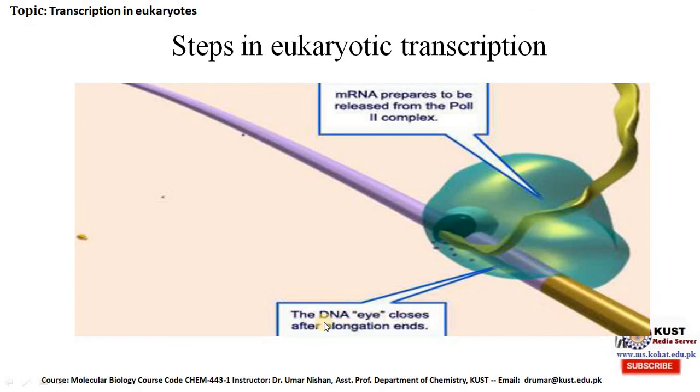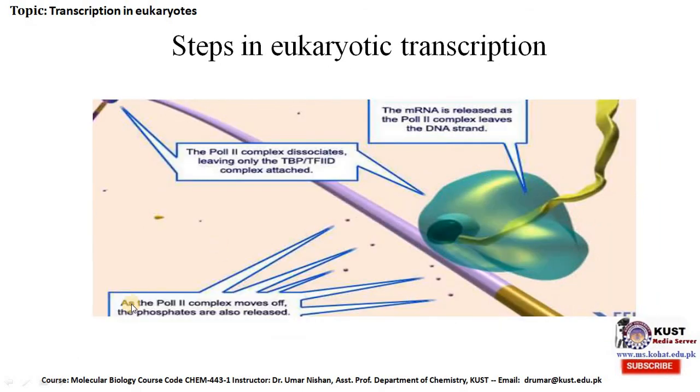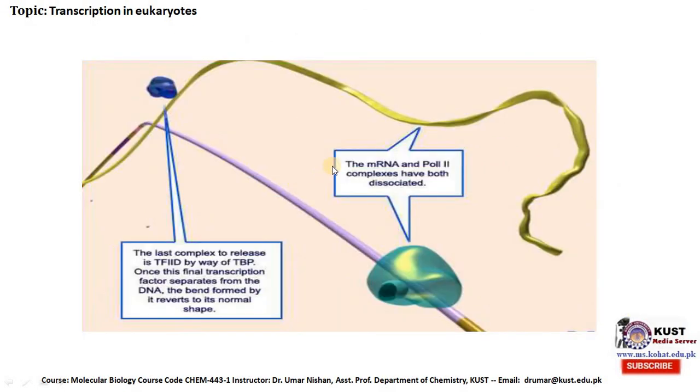The DNA eye closes after elongation ends. So as the pol 2 complex moves off, the phosphates are also released. The messenger RNA is released as the pol 2 complex leaves the DNA strand. The pol 2 complex dissociates, leaving only the TBP TF2D complex attached. So the messenger RNA and pol 2 complexes have both dissociated.